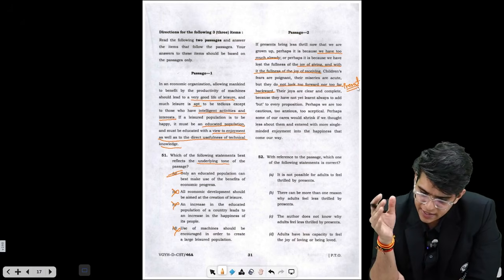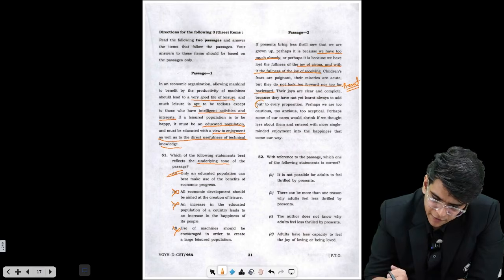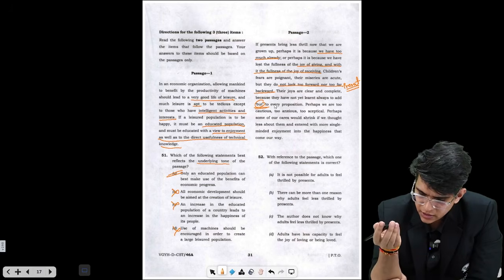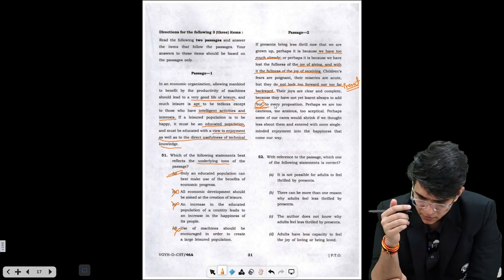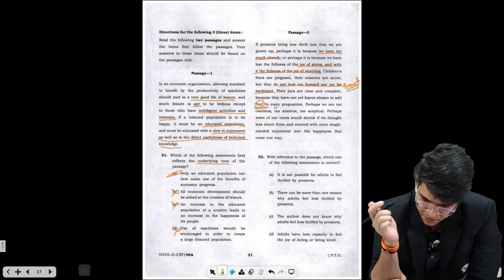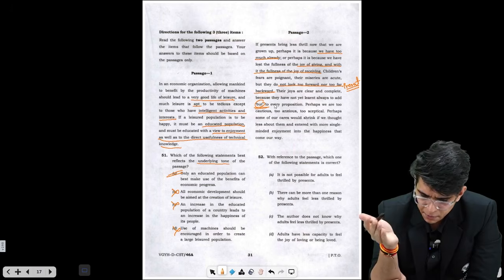Their joys are clear and complete because they have not yet learned always to add but to every proposition. Perhaps we are too cautious, too anxious, too skeptical. Perhaps some of our cares would shrink if we thought less about them and entered with more single-minded enjoyment into the happiness that comes our way.